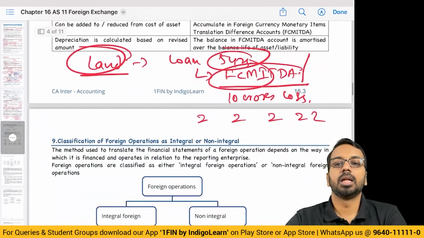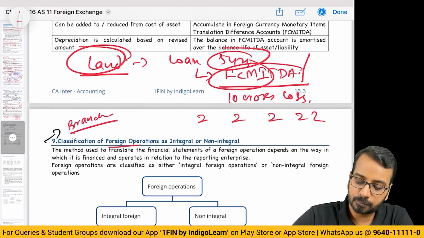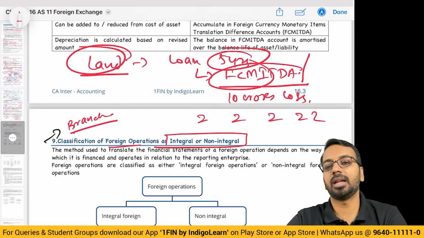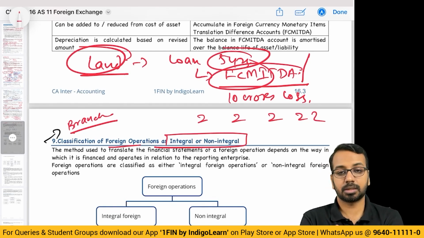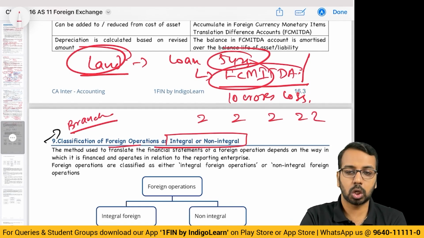Now, this part again is covered also along with branch accounting. Foreign operations are classified as integral and non-integral. Now the thing is, sometimes the question does not give us a clear indication, so we can assume based on the information given whether it is integral or non-integral, right?